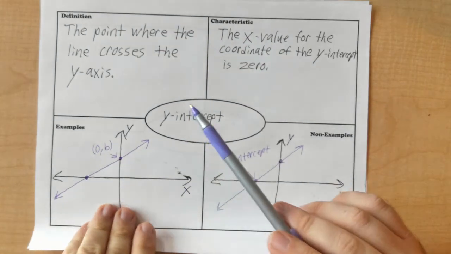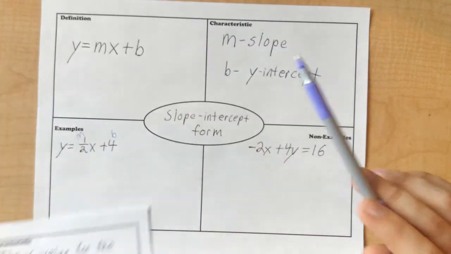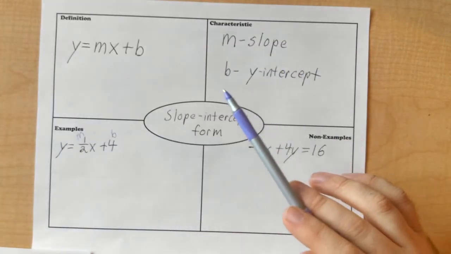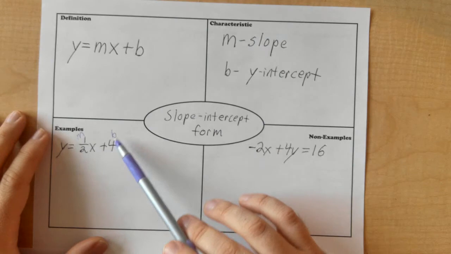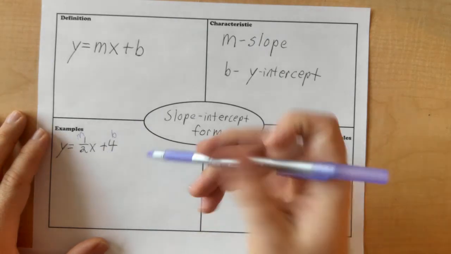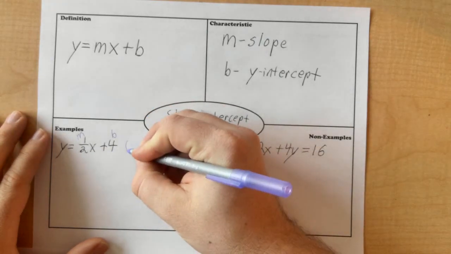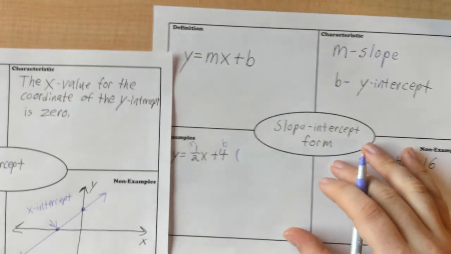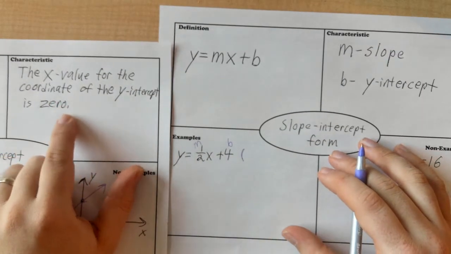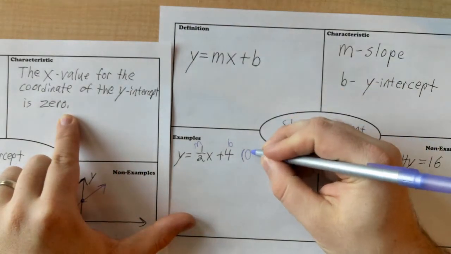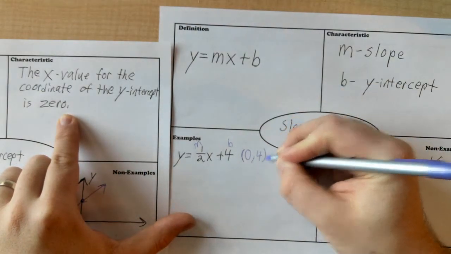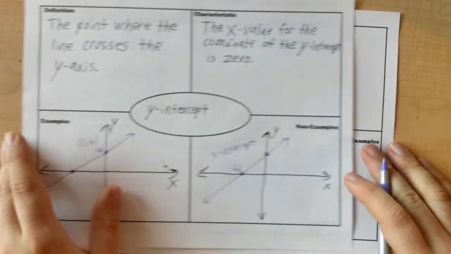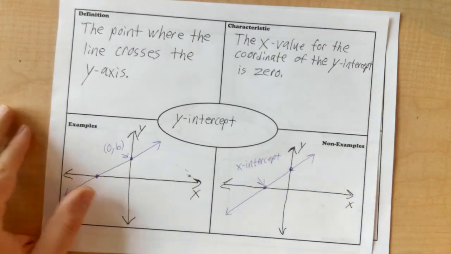And so if we're saying that the b value is the y-intercept, so here's our b value for the slope-intercept form, right? If I wanted to write the coordinate of the y-intercept, we're saying how the x value for the coordinate of the y-intercept is 0, so I would write 0, 4, right? And so you can see that in the example there.